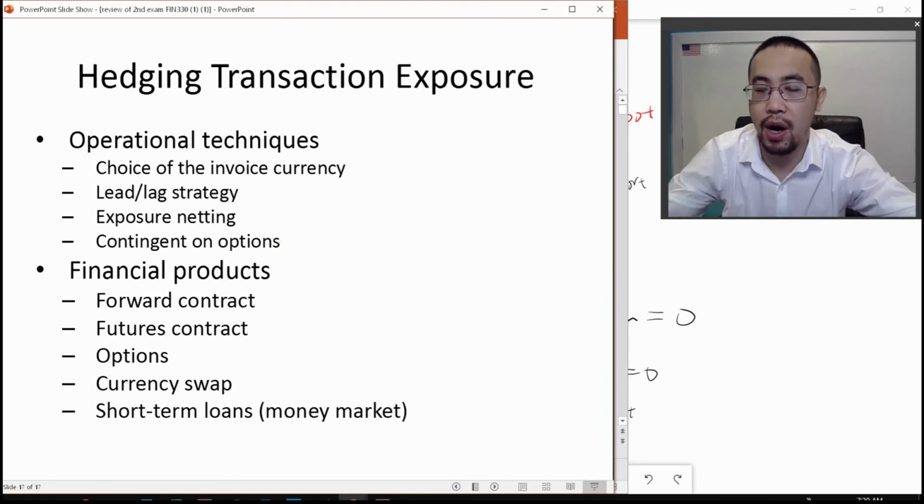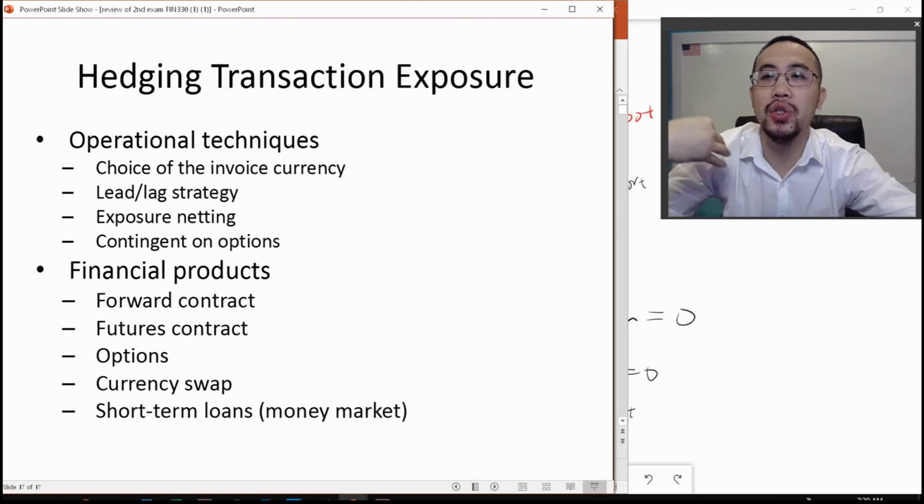Okay, if you are an exporter of a company, then you will receive foreign currencies as a payment for your product sold to your foreign partner. So if you receive, let's say, 10 million pounds, then you will need to sell the 10 million pounds and get it into US dollars.